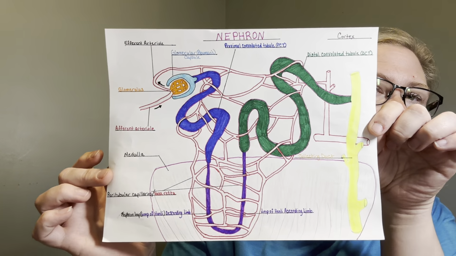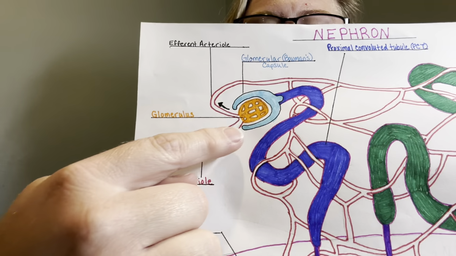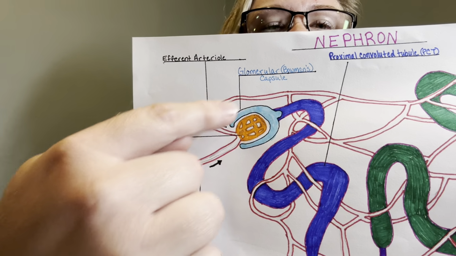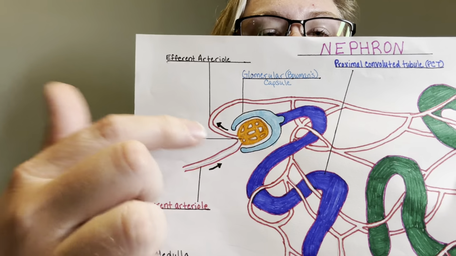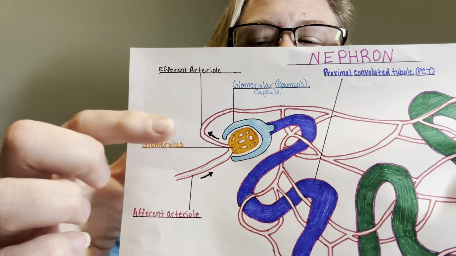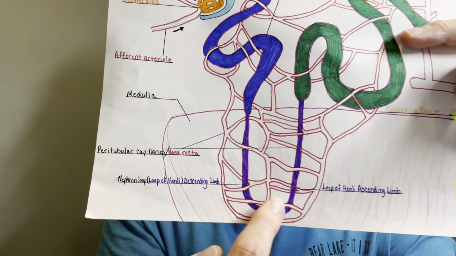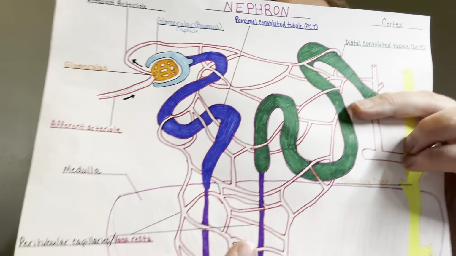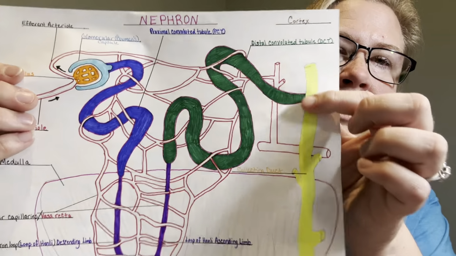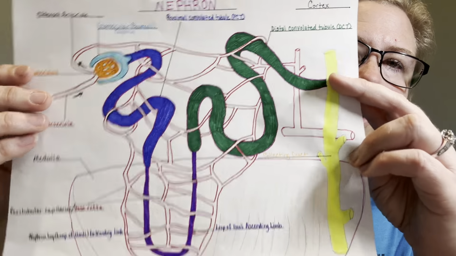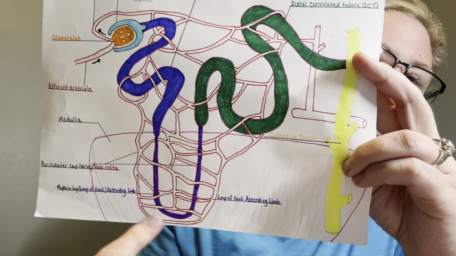So here's a page I drew of the nephron. Here's the afferent arteriole, which goes to the Bowman's capsule or glomerulus capsule, where the glomerulus is inside. The efferent arteriole, the proximal convoluted tubule, the loop of Henle or nephron loop, the distal convoluted tubule, collecting duct, and then we have all of these capillaries up here and down here in the vasa recta capillaries.